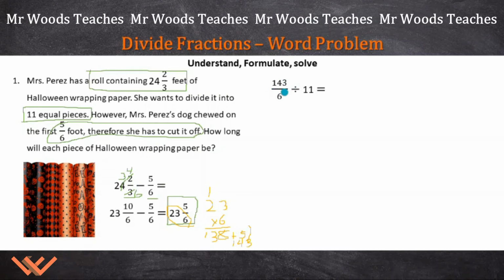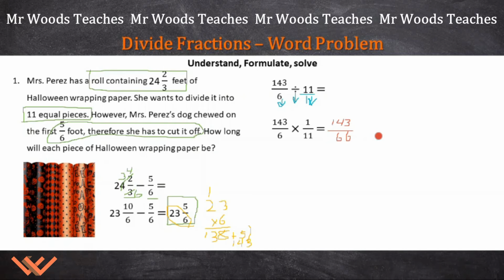So I have 143/6 divided by 11. If you remember that whole numbers can be shown as a fraction, so it's 11 over 1. That's still 11, but now we have to solve. So we're going to keep that 143/6. We're going to switch the sign, and then we're going to flip this fraction here. Voila, we have 143/6 times 1/11. Now we can just multiply across. So 143 times 1 is 143, and it's divided by 6 times 11, which is 66.